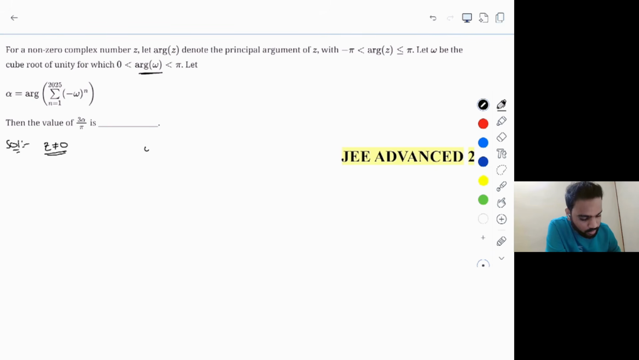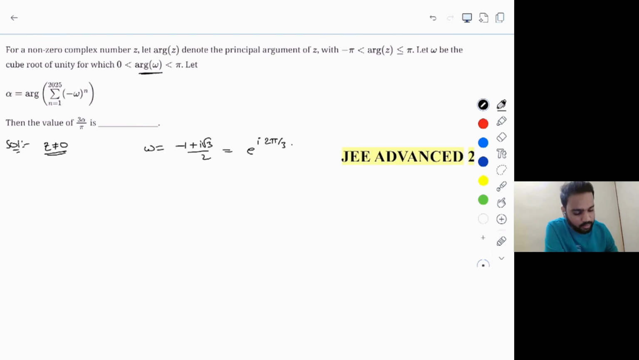Okay, so which means you must take your omega as minus 1 plus i root 3 divided by 2. Or also, if you want, you can write it in exponential form, that is e to the power of 2 pi i by 3. Okay, so this is your omega.